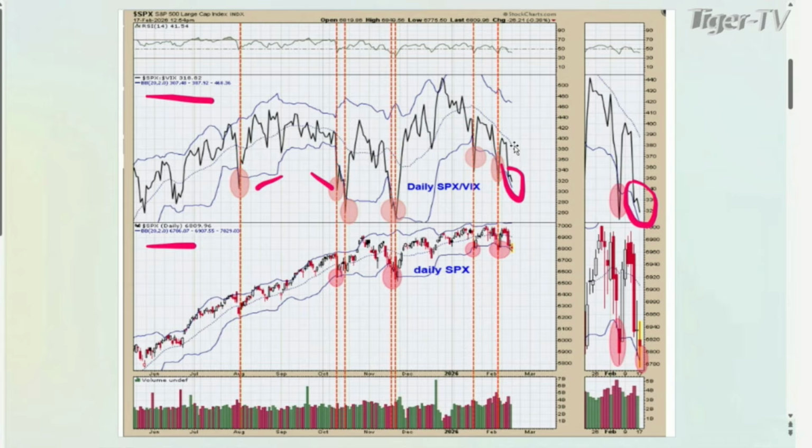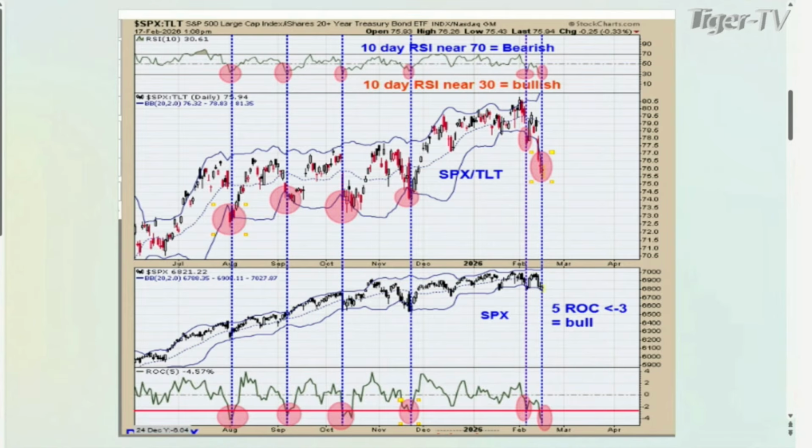So anyhow, that's the 20-day average. In other words, we're stretched too far in either direction. And here's another indicator. This is the SPX tilt ratio daily. Kind of a similar thing going on. This ratio gets stretched too much to either downside or upside. And I circled all the times we're below the lower Bollinger Band, and right now we are.